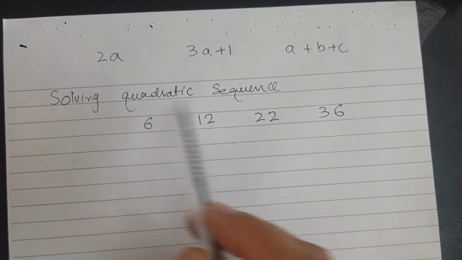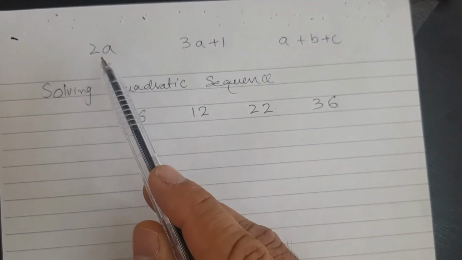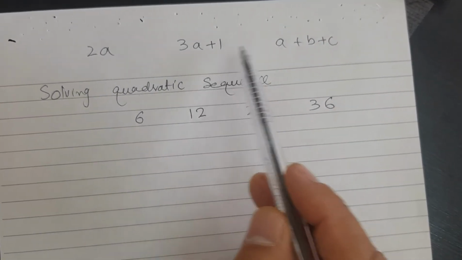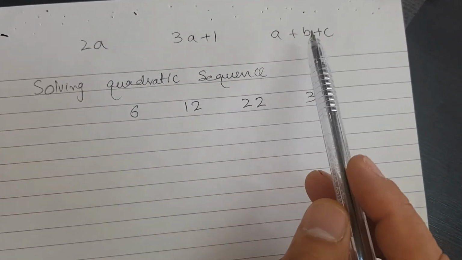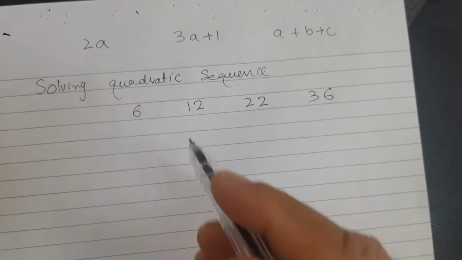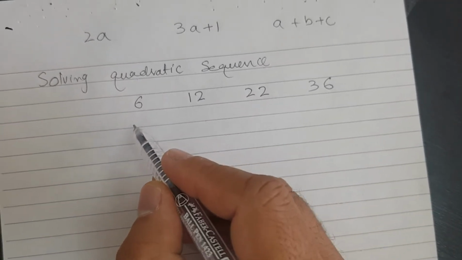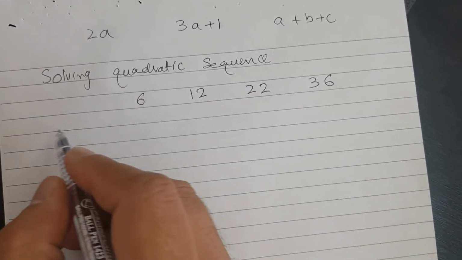We are going to solve quadratic sequences today. We have three basic formulas: 2a, 3a plus b, and a plus b plus c. These are the three basic formulas that we'll be using. Now in a quadratic sequence we need to find the difference of the values first.